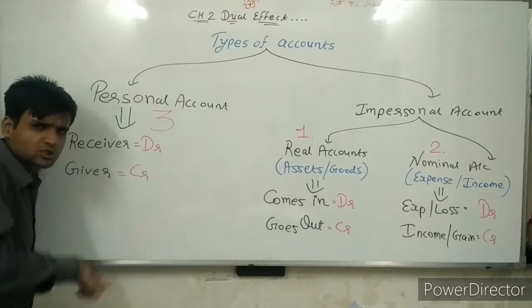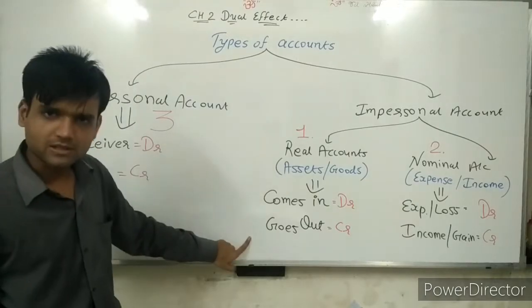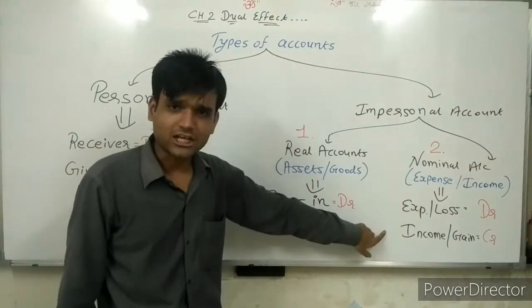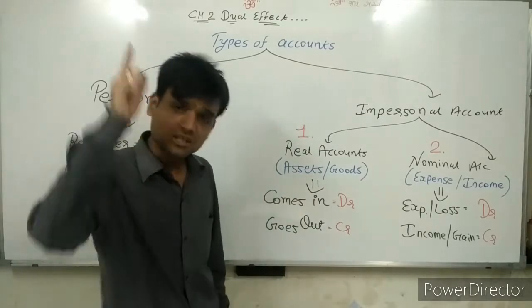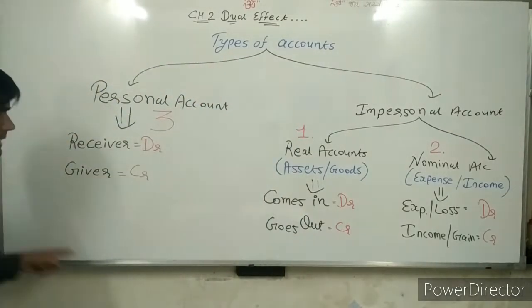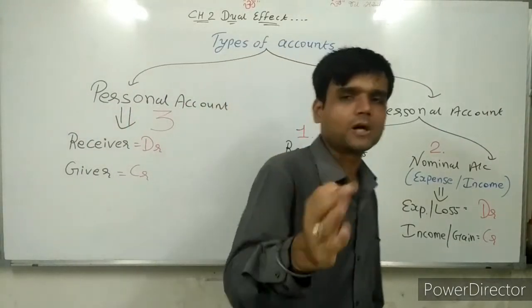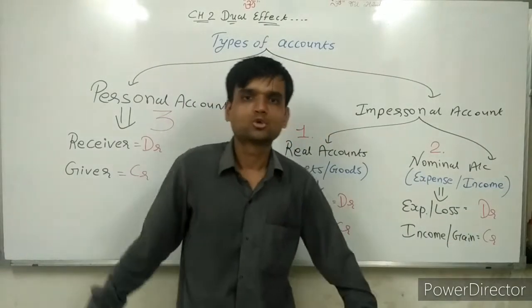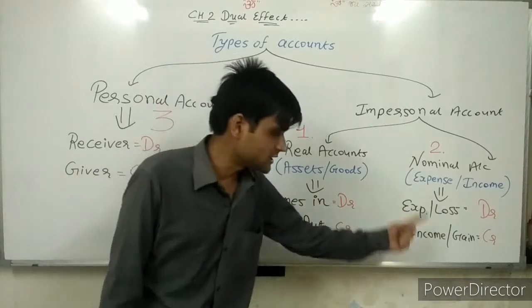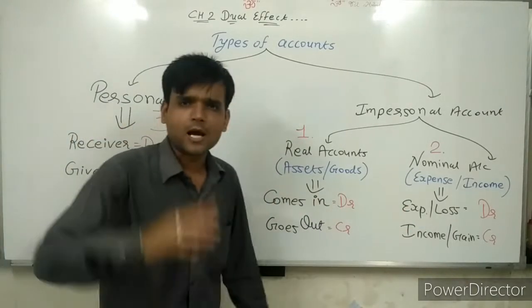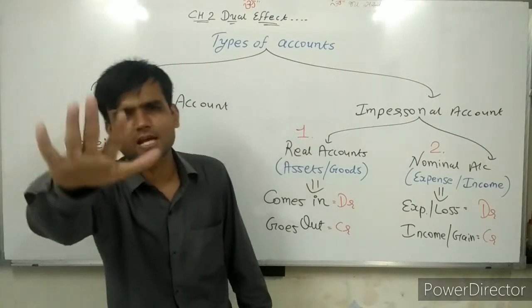But apply this rule at last. First, you need to apply real, second nominal, and if both are not applicable for debit and credit, then and only then apply this rule. So this is the very important one. Rules to do accountancy. And if this concept is clear, then up to any level of account, you can do accounting very easily.